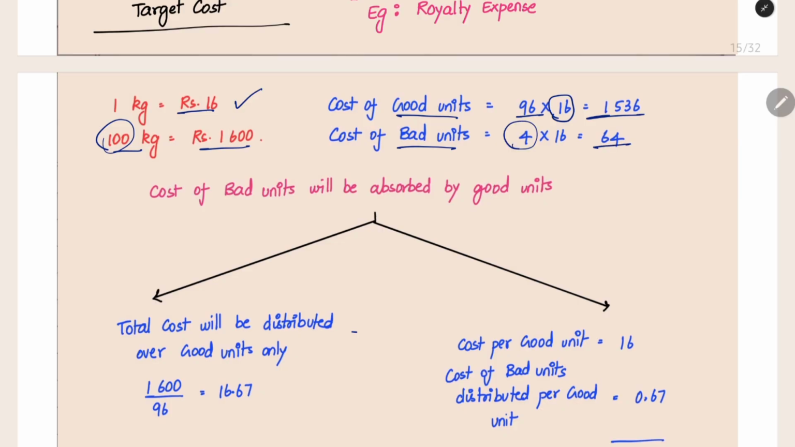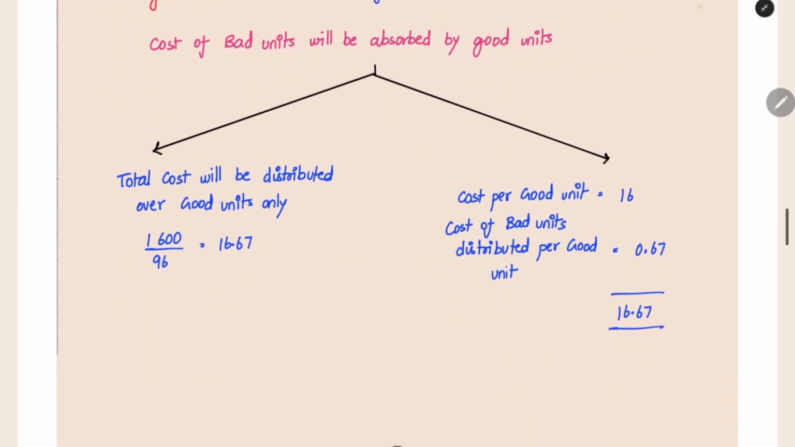Now what will happen in case of bad units? The cost of bad units will be absorbed by the good units. How will it be absorbed? For the total cost, we have two methods. Either we can distribute the total cost over good units alone, so that the total good cost will go to good units and the total bad units cost will also be absorbed by the good units. Or else we can find out the cost per bad unit, which will be distributed to the good units. That also we can do.